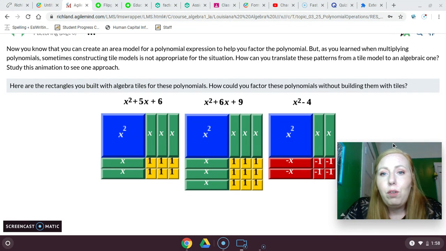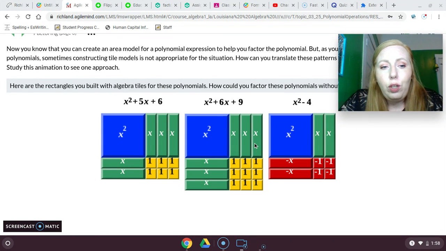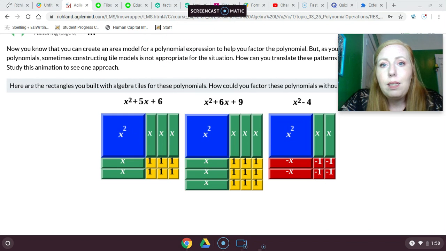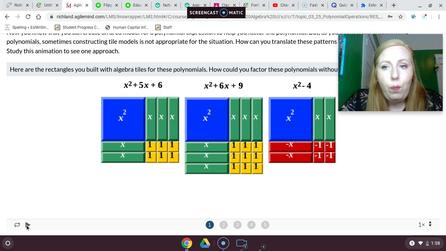All right, so we've learned this. Here are the rectangles that you built with area tiles for the polynomials. How could you factor these polynomials without building tiles? All right, so we're going to look at this. How can we do this using algebra instead of factoring with area models?